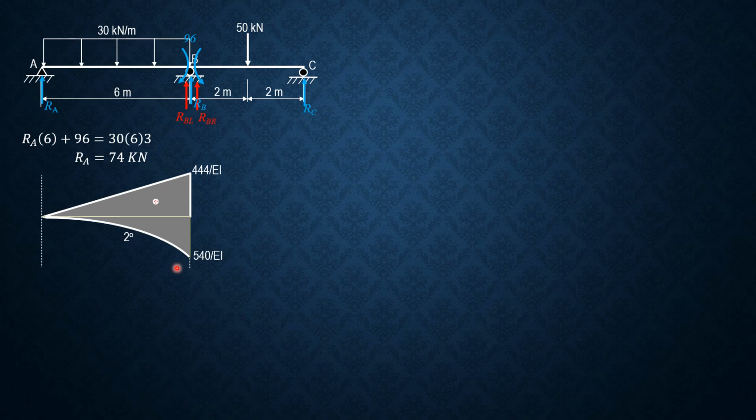The location of the centroid is, for the triangle, 1/3 of 6 is 2. And therefore this is 2/3 of 6, 4. For the spandrel of parabola, second degree, the location of the centroid is 6 over degree plus 2, so 6 over 4 or 1.5. And therefore this distance is 6 minus 1.5, 4.5. Then for the area of the triangle, 1/2 of 6 times 444 is 1332. And for the area of the spandrel, 1/3 of 6 times 540 is 1080.